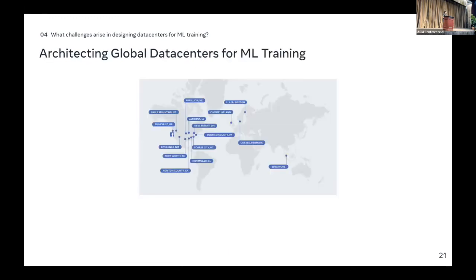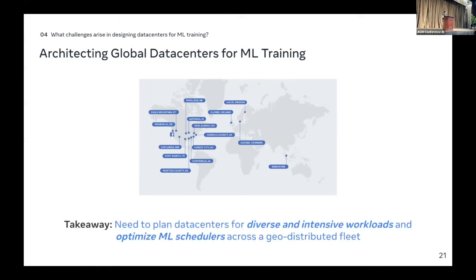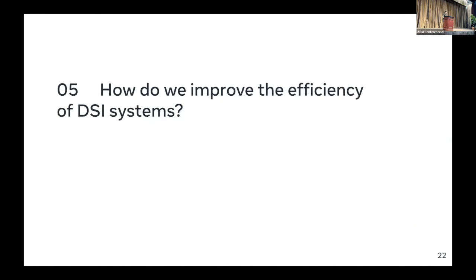The other dimension is space, right? We can't just put a huge cluster in one data center. We have to build multiple data centers and distribute them around the globe. So naturally, a question of scheduling comes in. So the takeaway here is that we have to really think of how to design data centers to really address these diverse and intensive workloads. But at the same time, we think there is a potential for optimizing ML schedulers and co-designing them with our data centers to improve the overall resource efficiency across our fleet.